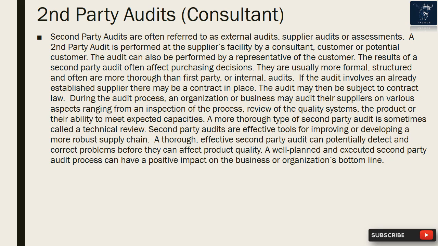If the audit involves an already established supplier, there may be a contract in place. The audit may then be subject to contract law. During the audit process, an organization or business may audit their suppliers on various aspects ranging from an inspection of the process, review of the quality systems, the product, or their ability to meet expected capacities. A more thorough type of second-party audit is sometimes called a technical review.